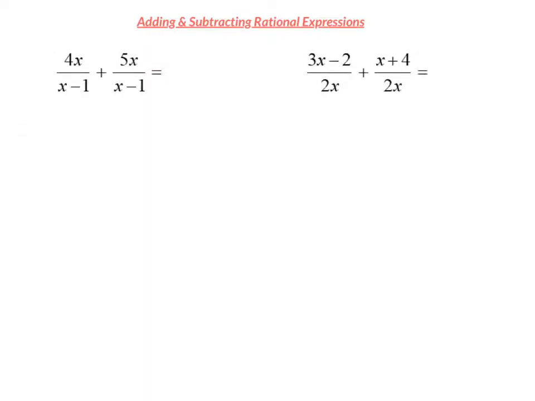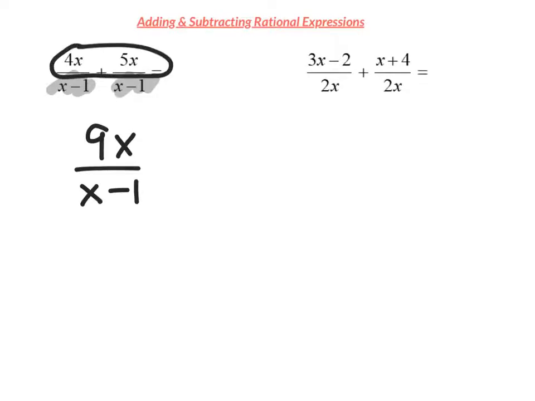Here are two nice examples. We notice that the denominators are the same, and it doesn't get any nicer than this. This is just 9x over x minus 1. And that's all it is, because we add our numerators. Here, likewise, you notice denominators are the same. So we would add things together.